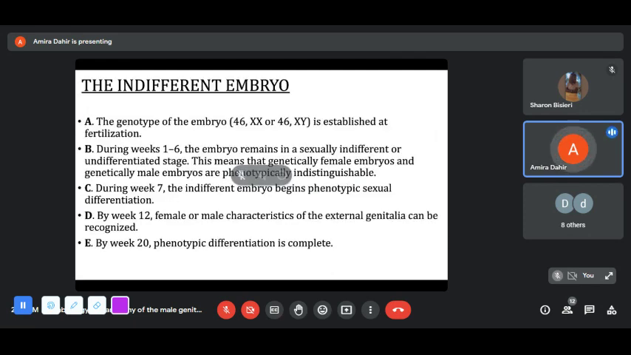The genotype of the embryo, be it 46XX or 46XY, is established at fertilization. During weeks 1 to 6, the embryo remains in a sexually indifferent or undifferentiated stage. This means that genetically female embryos and genetically male embryos are phenotypically indistinguishable. During week 7, the indifferent embryo begins phenotypic sexual differentiation. By week 12, female or male characteristics of the external genitalia can be recognized. By week 20, phenotypic differentiation is complete.